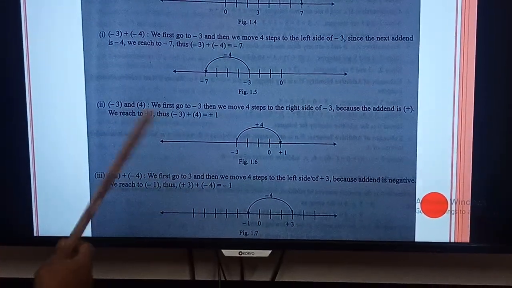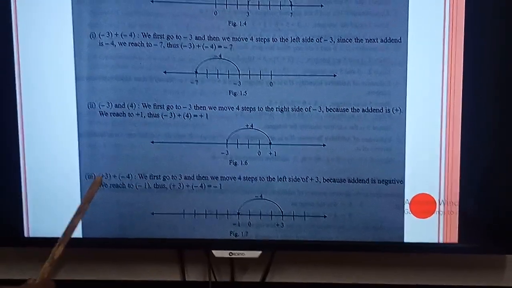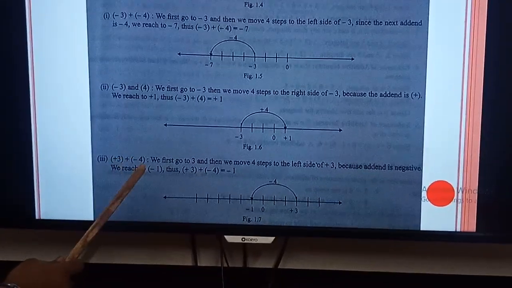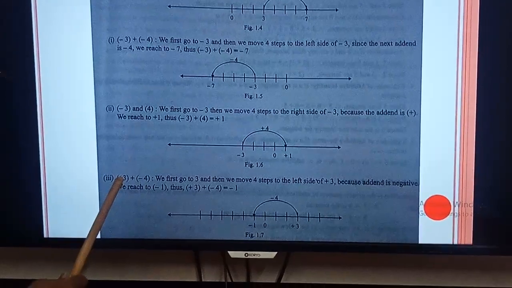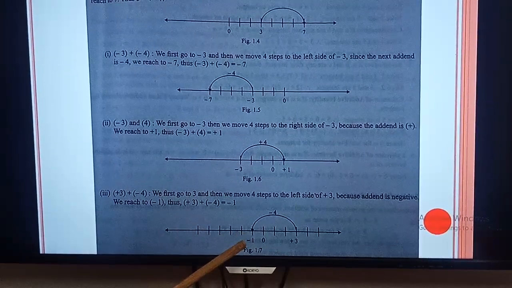Here is one more example you can observe. Plus 3 and minus 4. Here one is negative. So the first number is a positive number. Then 0 to 3.